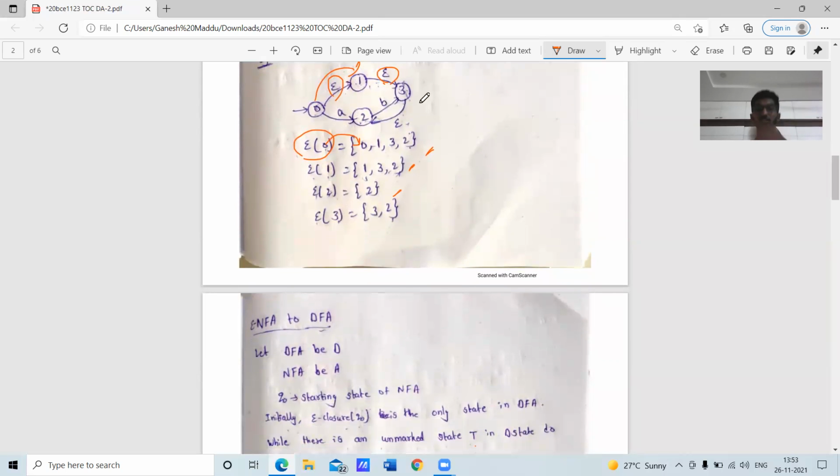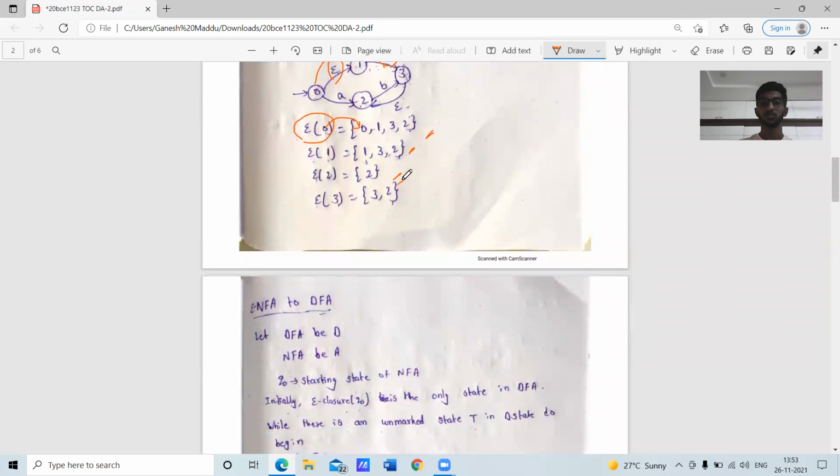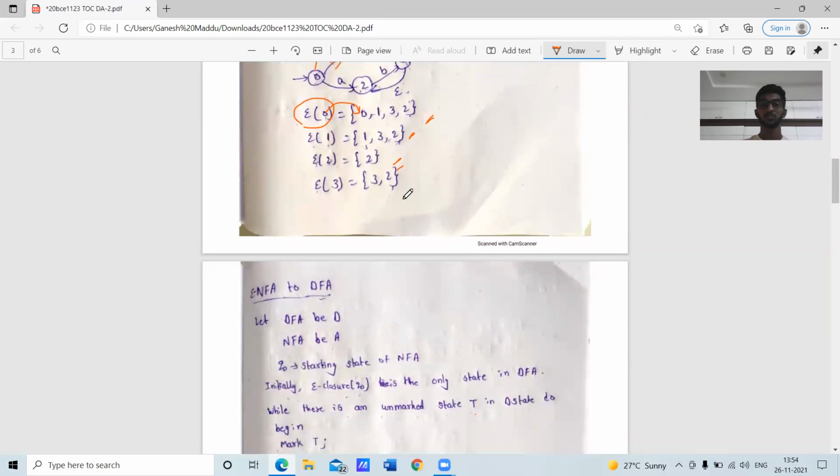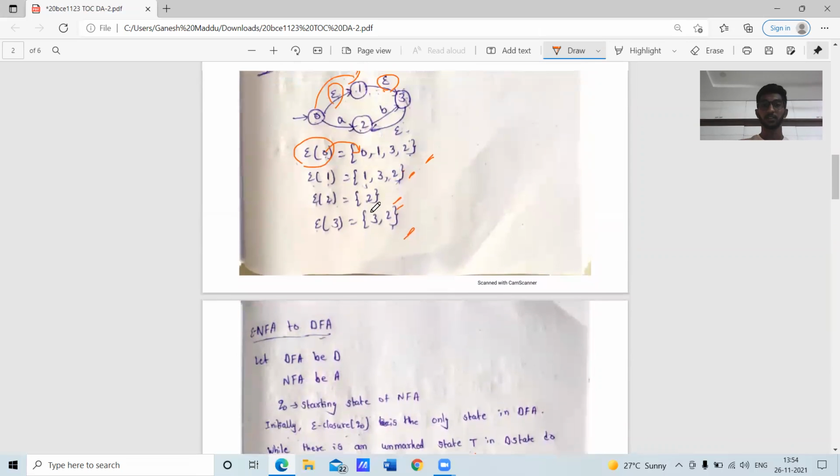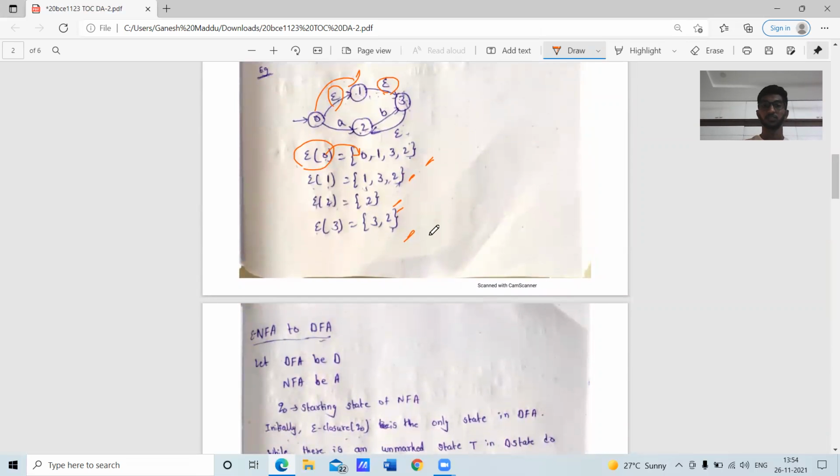Next epsilon closure of 3. Epsilon closure of 3 means include 3. Next from 3 to 2 we move by using epsilon transition, so include 2. From 2 there is no epsilon transition, so these two are the states of epsilon closure of 3, and these are the epsilon closures of the states.